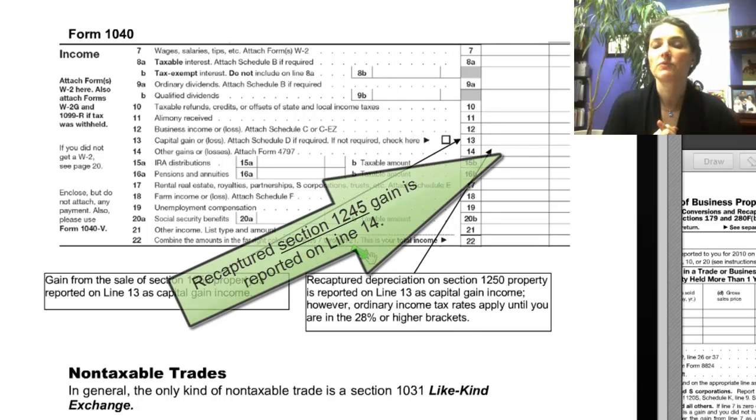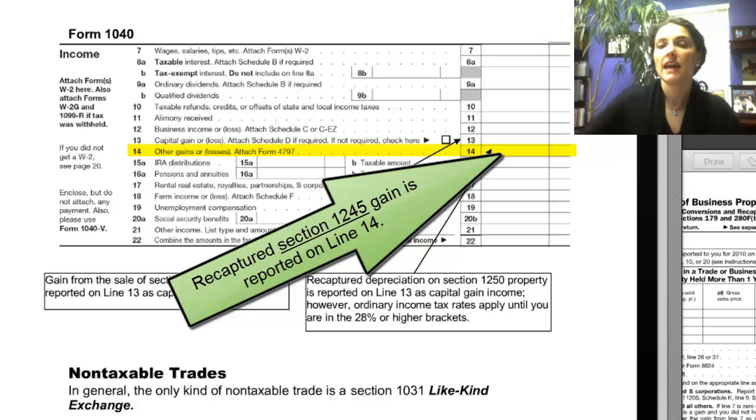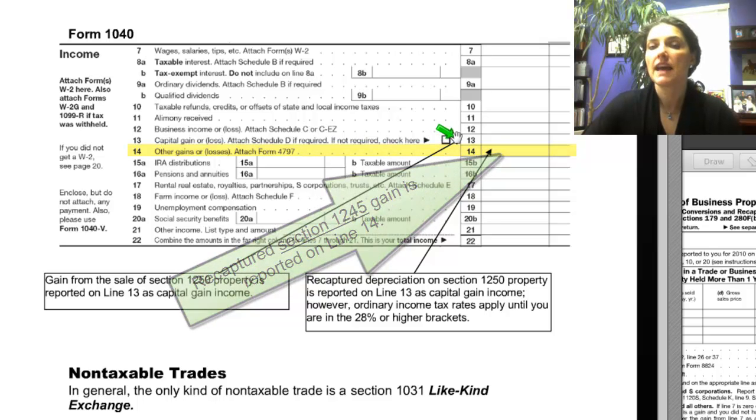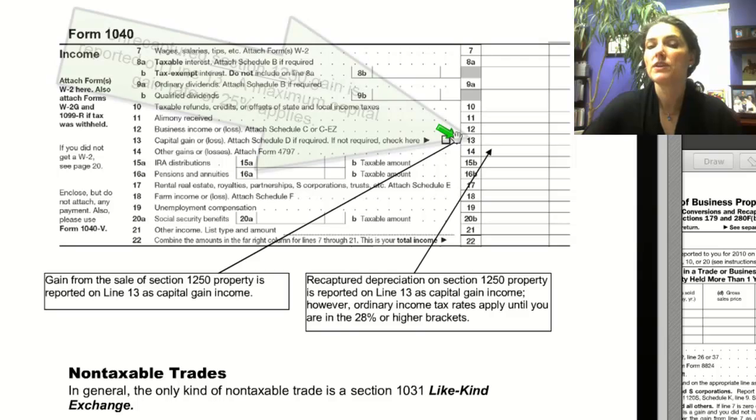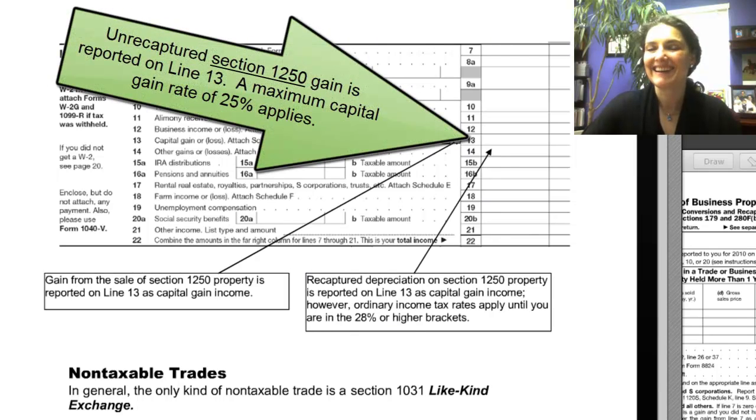Well, if you were selling 1245 property, that depreciation would be recaptured and reported on line 14. But if you sell real estate, then that unrecaptured depreciation is reported as capital gain, but unrecaptured capital gain on line 13. And recovered depreciation or unrecaptured gain reported on line 13 has a maximum rate of 25%.